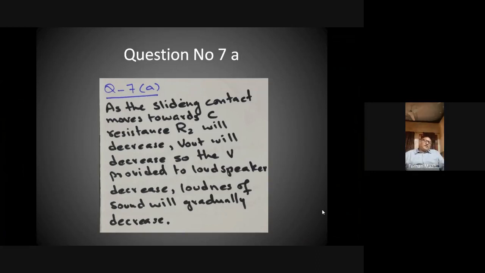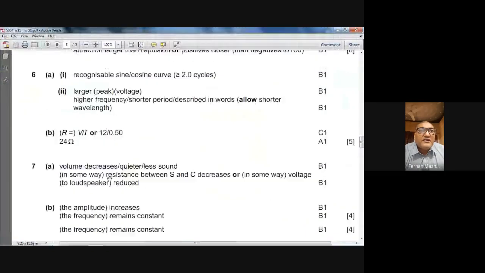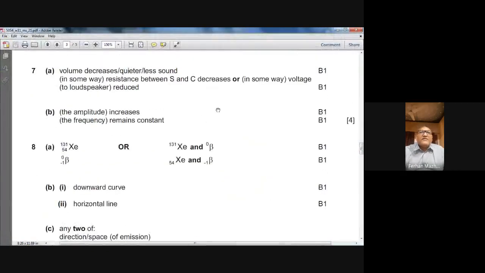Understand? I hope you understand. So let's check the marking scheme. This is question number 7A part, and you can see 2 marks are there. 1 mark is for volume decreases, quieter, less sound. In some way, resistance between S and C decreases, or in some way, voltage. And 1 mark is for saying the sound of the loudspeaker reduced. I think you have understood. I have tried my best to explain this concept. Let's move to the next part.